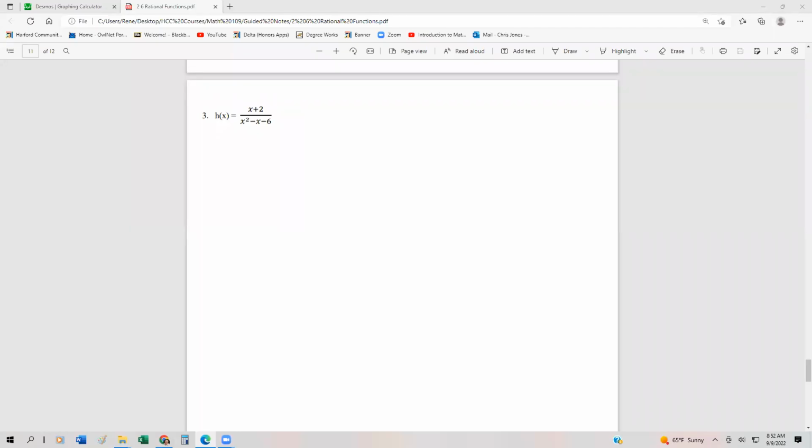One final example of being able to find the key components of a rational function and then to sketch that function: we have (x + 2)/(x² - x - 6). First thing we're going to do is determine if there's any symmetry.